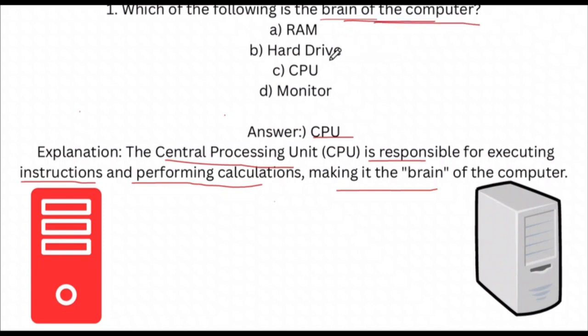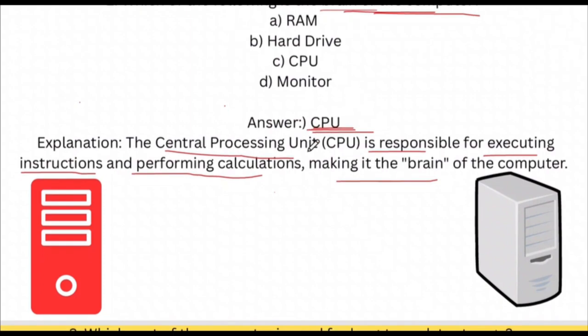Which of the following is the brain of the computer? RAM, hard drive, CPU, monitor. And the answer is CPU. The central processing unit is responsible for executing instructions and performing calculations, making it the brain of the computer. So, which of the following is the brain of computer? It is CPU. CPU is the brain of the computer.